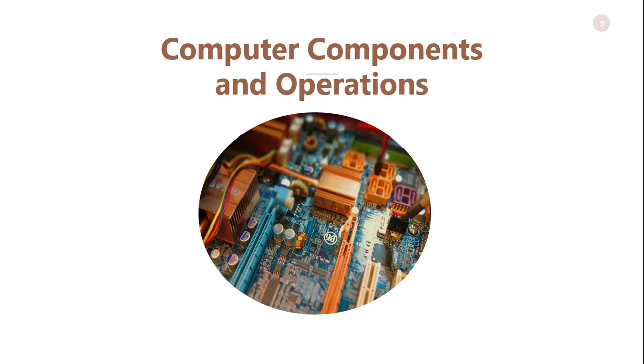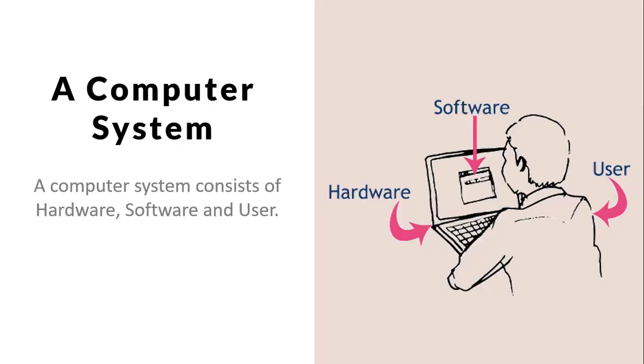So at first we'll discuss computer components and operations. When we think about what a computer system is, it consists of hardware, software and user. So we are going to discuss each of these components now.